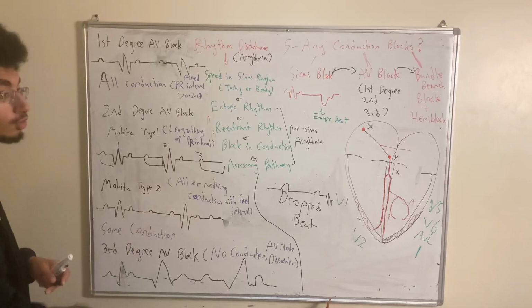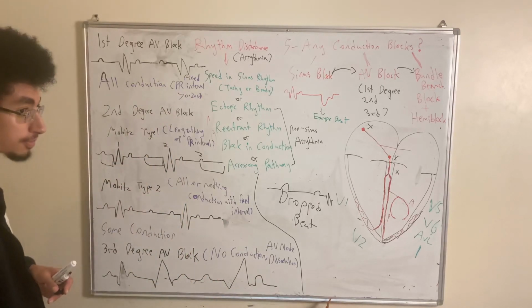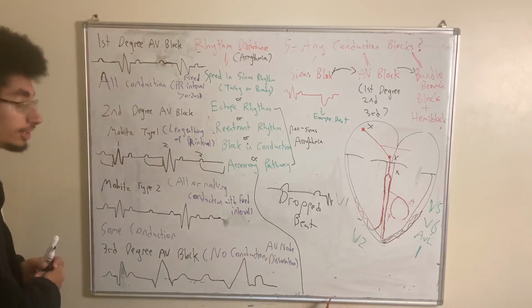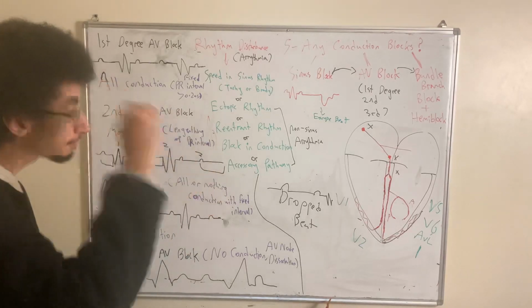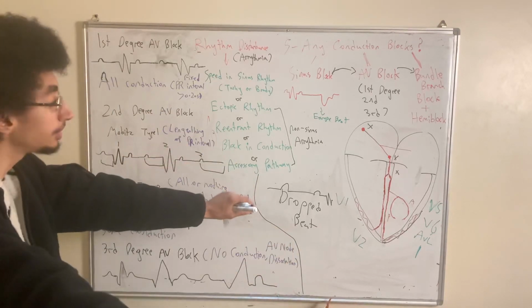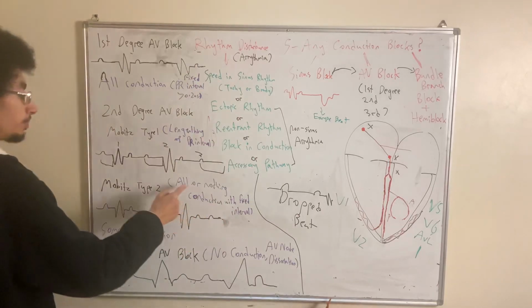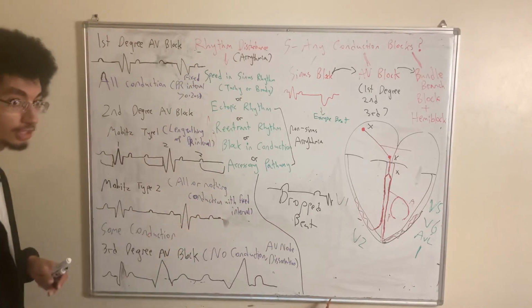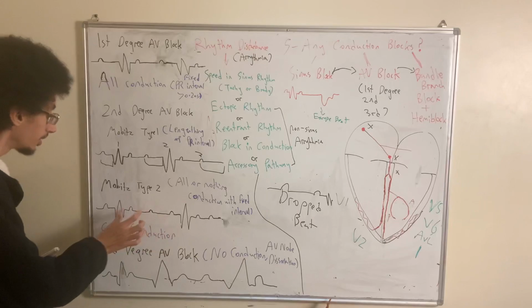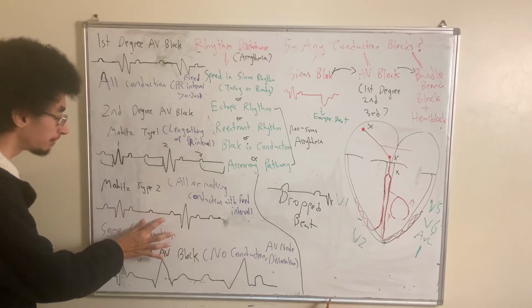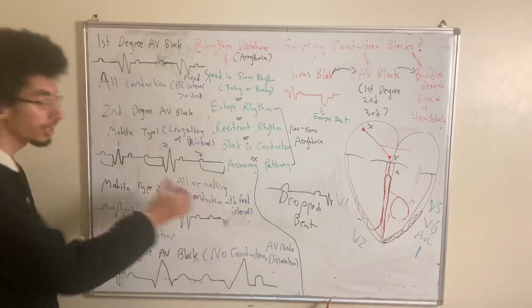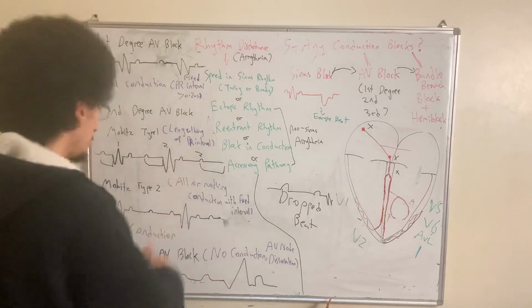And in Mobitz type 2, the more severe of the two subtypes of second degree, there will be a fixed PR interval. The PR interval will not be affected. However, there will be an all or nothing conduction. You have all, nothing. One normal sinus beat followed by a drop beat. So that's Mobitz type 2.